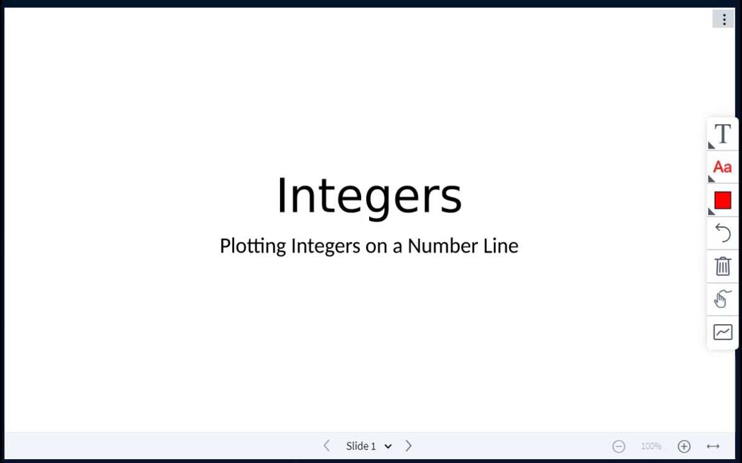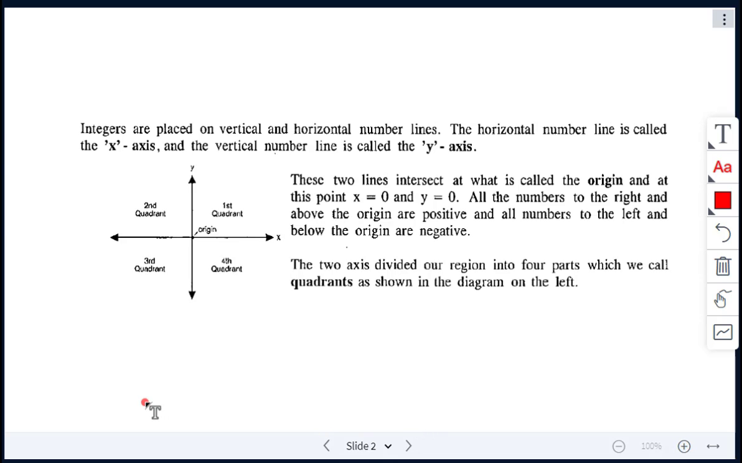All right, today's class on integers, we're looking at plotting integers on a coordinate plane today. So just a little bit of an introduction or a bit of a review from what we've looked at before. So we have these horizontal and vertical number lines, okay?